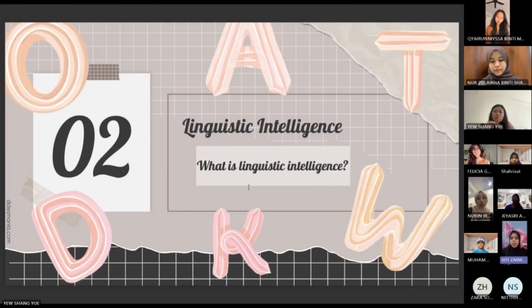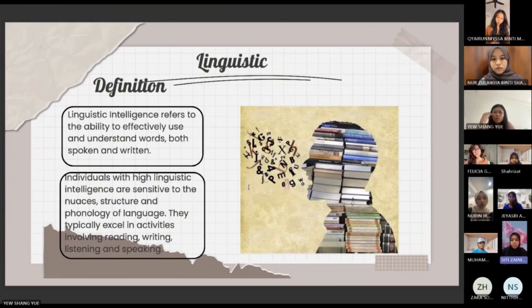Okay, so I will be talking about linguistic intelligence. Next page please. Linguistic intelligence refers to the ability to effectively use and understand words, both spoken and written. So basically that means being smart with words, the ability to use language effectively whether you're reading, writing, talking, or even just listening and understanding what others are saying.